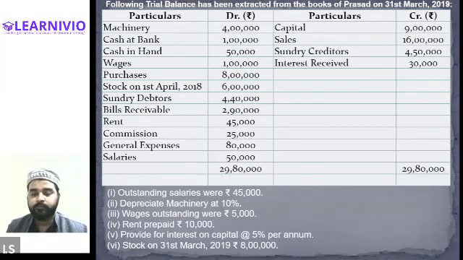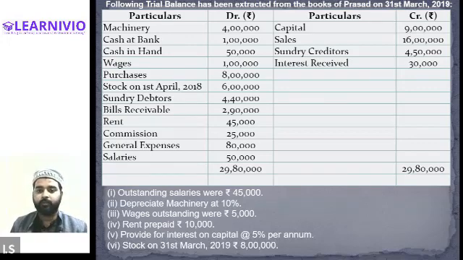Then we have the 4th item, wages. And I can see that there is the adjustment entry also given in the question regarding wages. So wages is given 5,000. The additional entry in the question is regarding wages outstanding 5,000. And in the table as well, we have the information about the wages. So wages is actually 1 lakh and outstanding wages is 5,000.